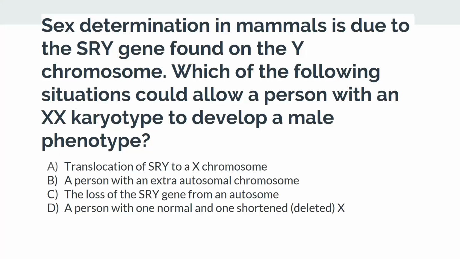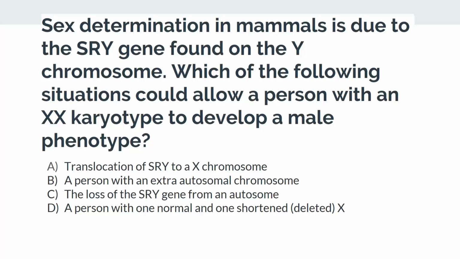Sex determination in mammals is due to the SRY gene found on the Y chromosome. Which of the following situations could allow a person with an XX karyotype to develop a male phenotype? Again, pretty sure this was a Mastering Bio question. It's just one that I got emailed to me. Would it be A, translocation of the SRY to an X chromosome? B, a person with an extra autosomal chromosome; C, the loss of the SRY gene from an autosome; or D, a person with one normal and one shortened or deleted X?